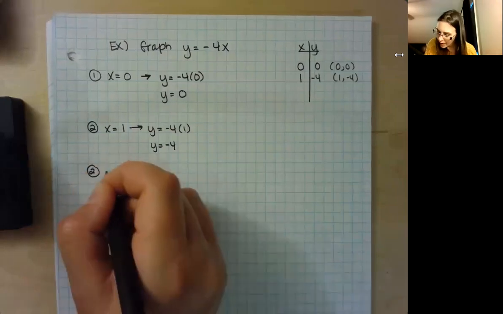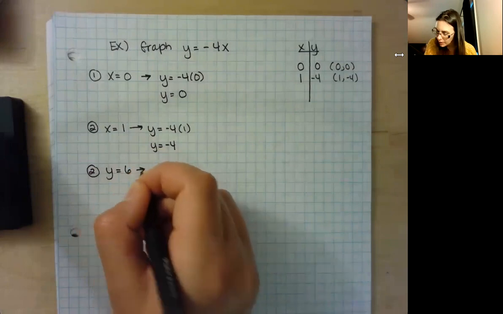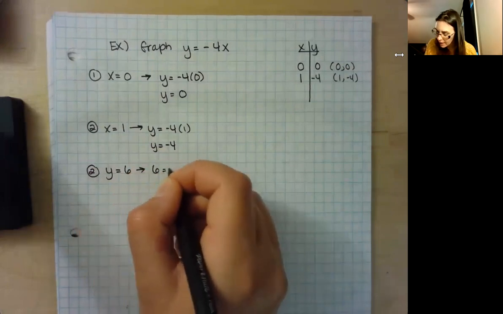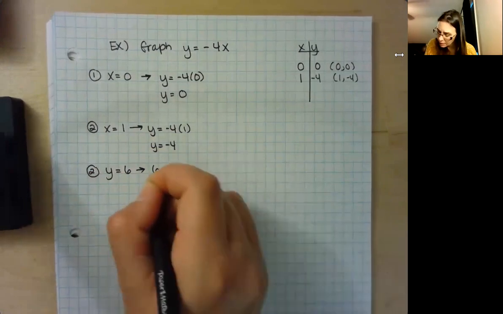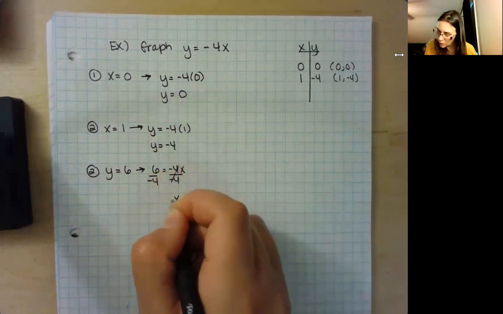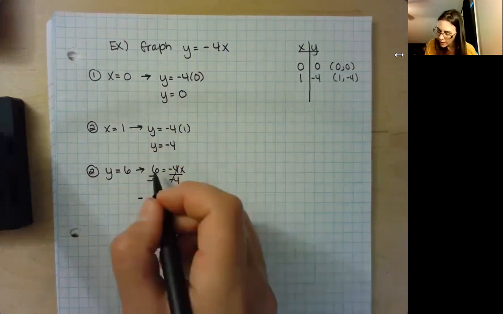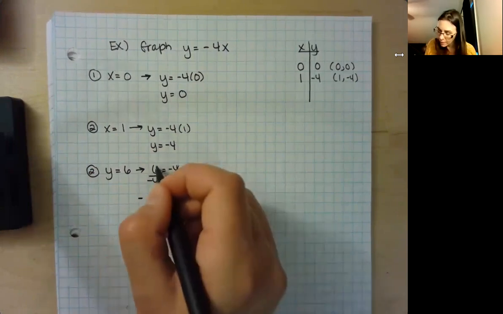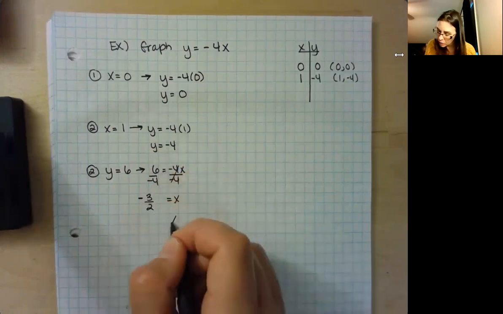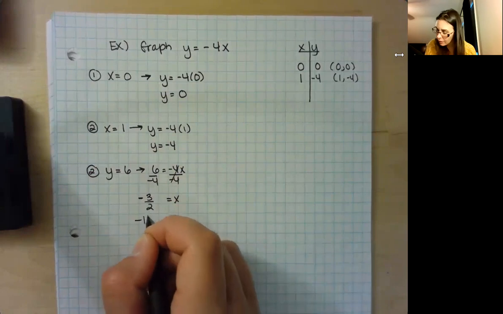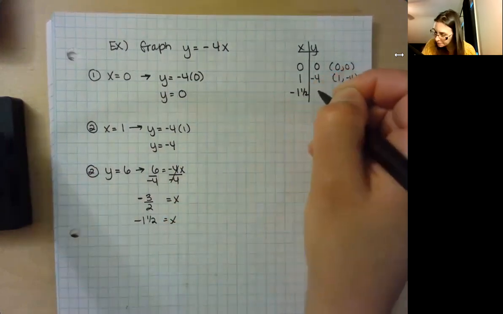All right, maybe I want to pick a y value here. Maybe I want to pick y equals 6. So I would have 6 equals -4x. I'm going to divide by -4 on both sides. All right, so I have a positive divided by negative, so it's going to stay negative. And then 6/4 I can reduce by 2. So if I divide both of those by 2, I get 3/2. And again, I'm going to change this to a mixed number, so I get -1.5. All right, so that one's not too bad. It's kind of a messy one, though.